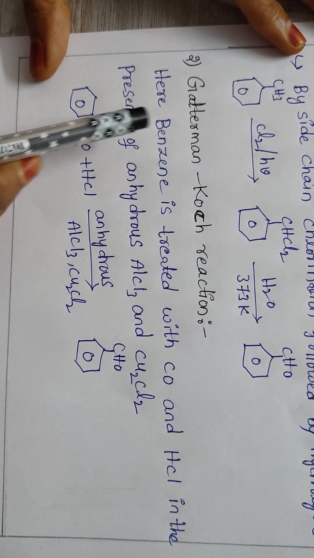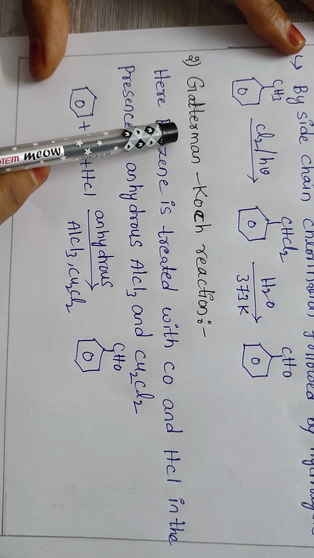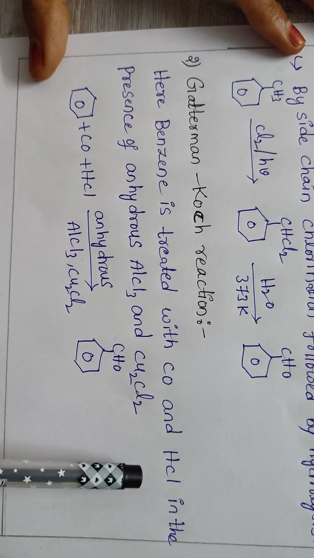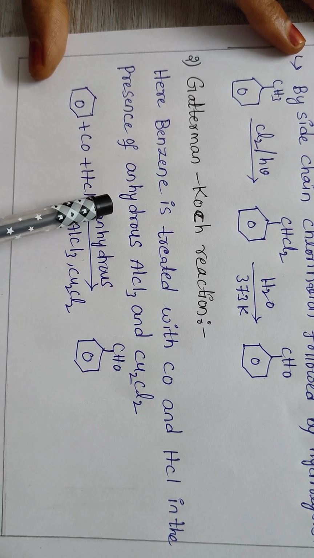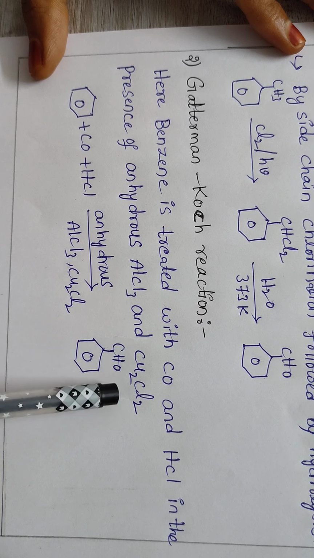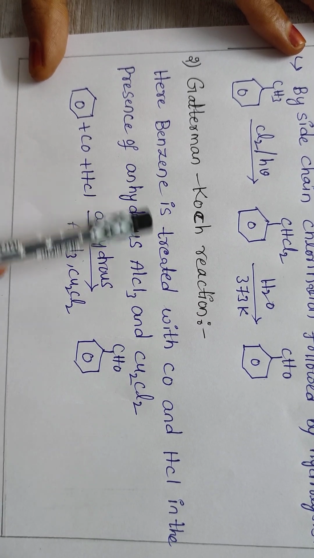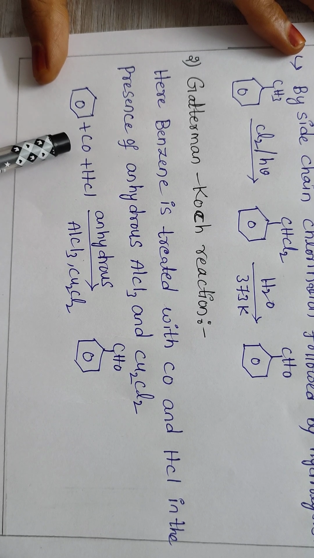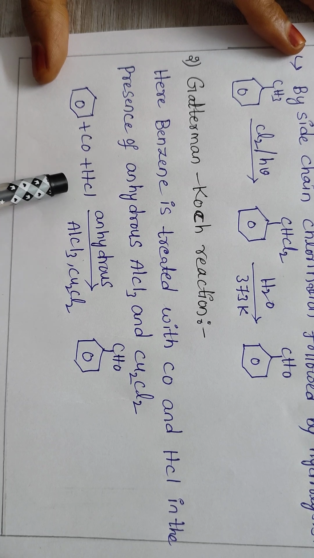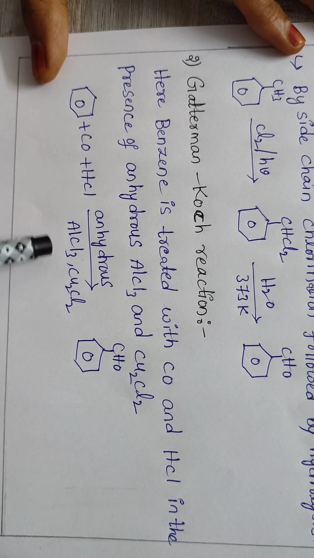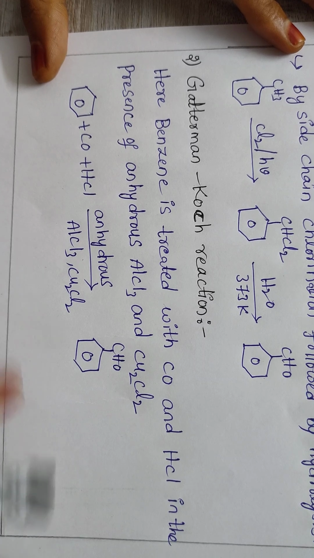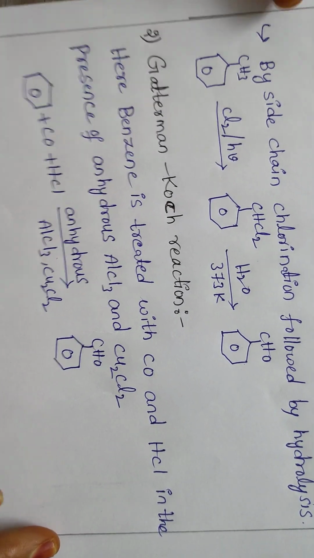The next preparation is the Gattermann-Koch reaction. Here benzene is treated with carbon monoxide and hydrochloric acid, HCl, in the presence of anhydrous AlCl3 and Cu2Cl2 to form benzaldehyde. This reaction is called the Gattermann-Koch reaction. This is a very important reaction.